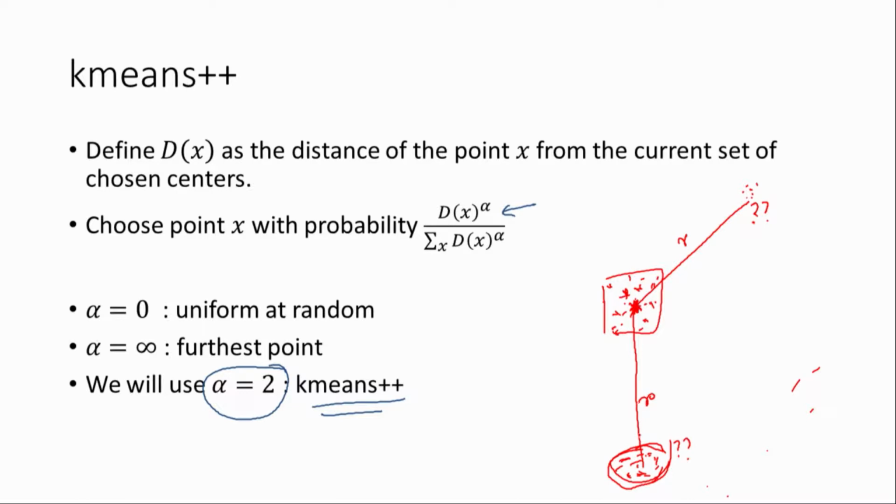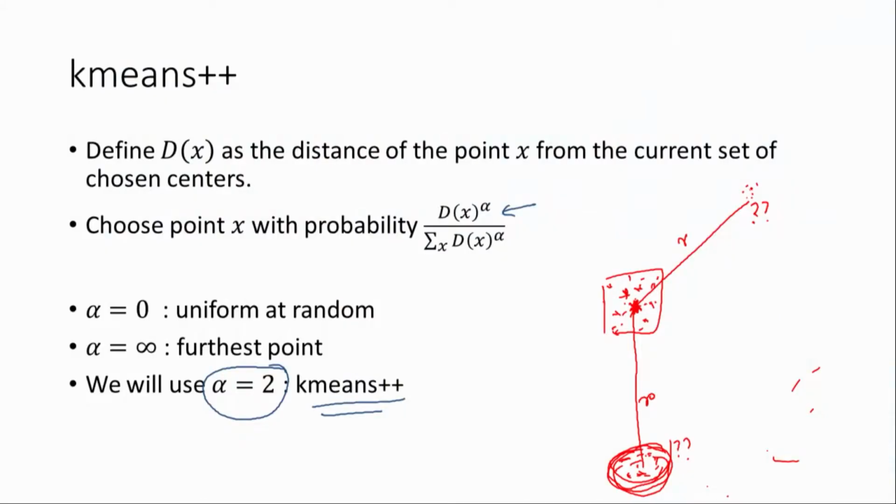Imagine that all these points are more or less at distance r from the first center. But the number of points in this big circle is much more than the number of points here, because they're more dense here. For every individual point, the D(x)^alpha divided by the normalization is the same as for another point. So for individual points the probability of being chosen is the same, but there are just more points here. Therefore the total probability mass here is much more than for the outlier region, so the next point will likely be chosen from the circular region.